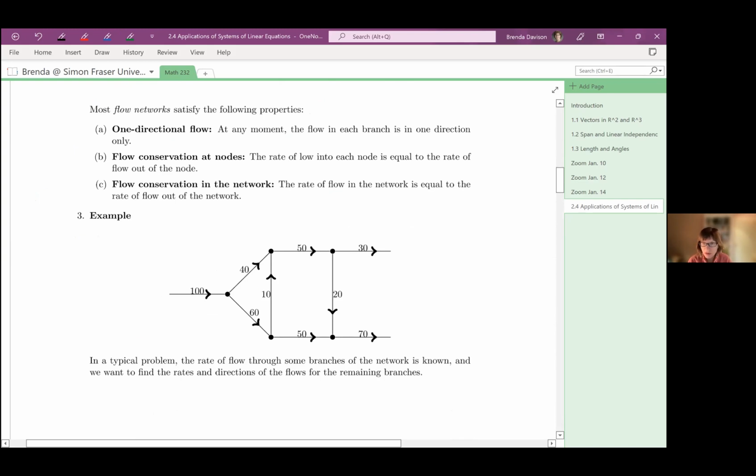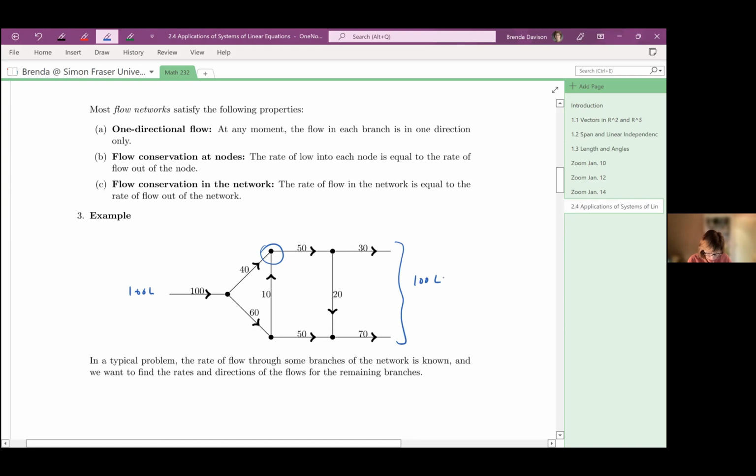There's one-directional flow. We're not sometimes having water flowing in one direction and then flipping a switch and it's flowing the other way. We're analyzing ones where, at any particular moment, the flow is going in one direction. We don't have back eddies or something like that. There's flow conservation. It means that when you come into a node, like that one right there, 50 liters is coming in and 50 liters is going out. We're not losing anything and we're not injecting anything. And then there's flow conservation for the whole network. That one is telling us that in this example, there's 100 liters coming in, and over here, there's 100 liters going out.